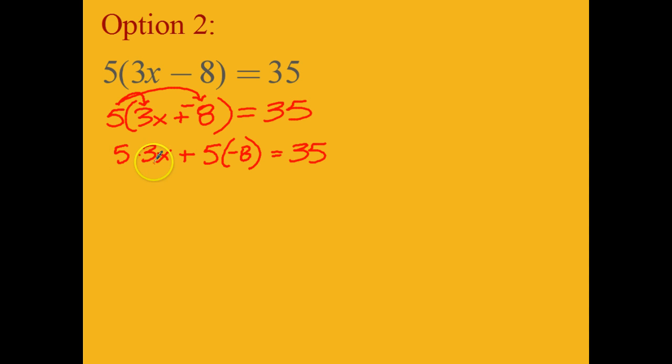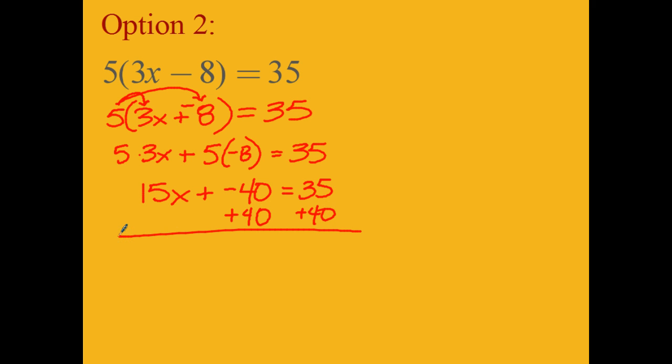So let's do this. 5 times 3x is 15x plus a negative 40 is equal to 35. All right, so next I'm going to add 40. Add 40 here, add 40 here.